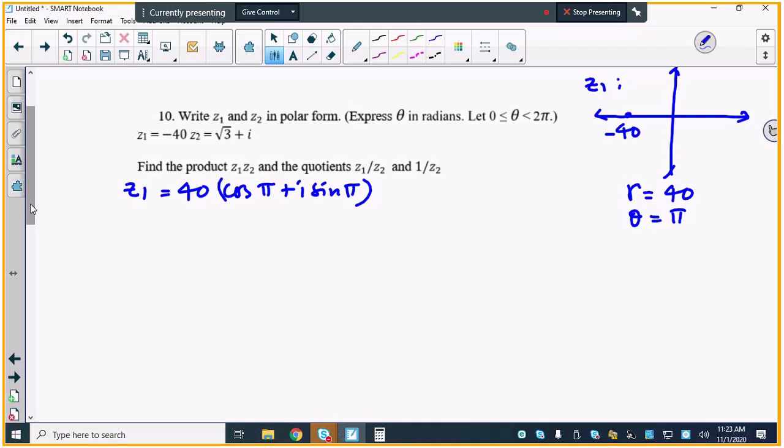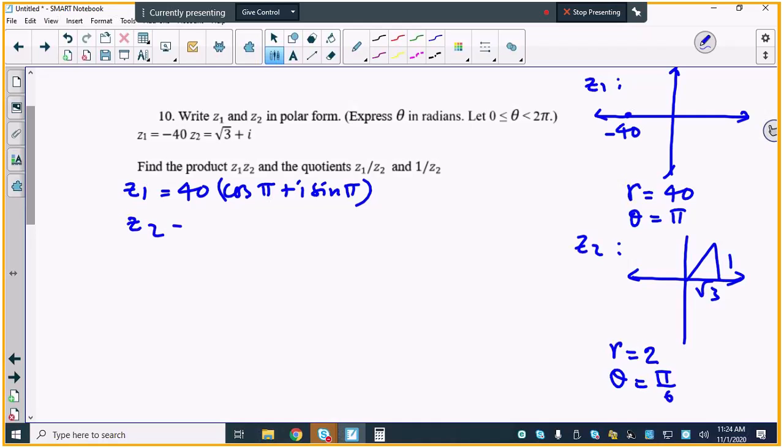Z2, whereas, is going to be in the first quadrant as both x and y are positive. X is square root of 3, y is 1. We have done this previously and we know that r is 2. Tangent theta is 1 over square root of 3, so theta is pi over 6. So the complex number z2 for us is 2 cosine pi over 6 plus i sine pi over 6.